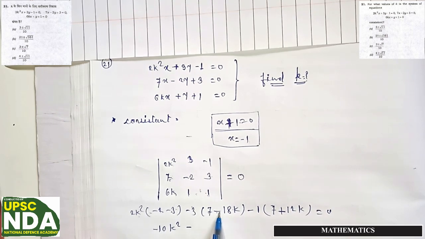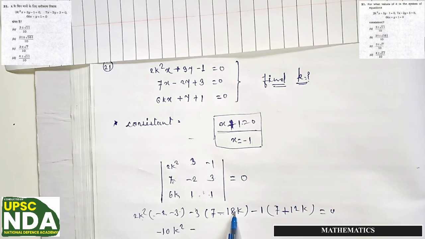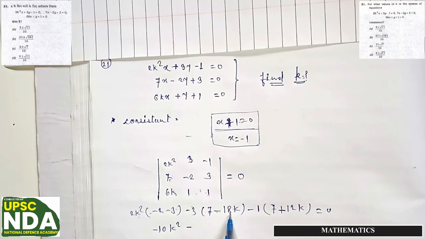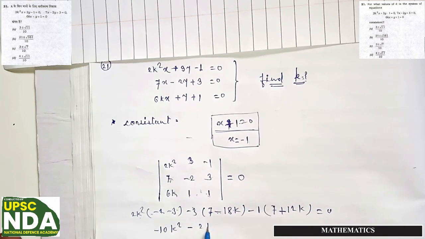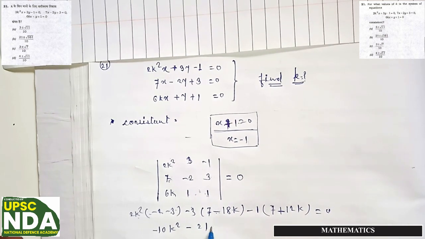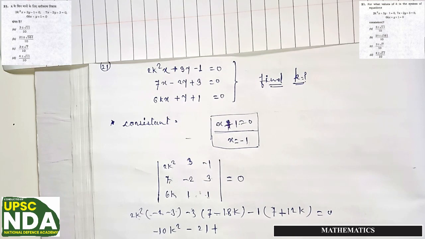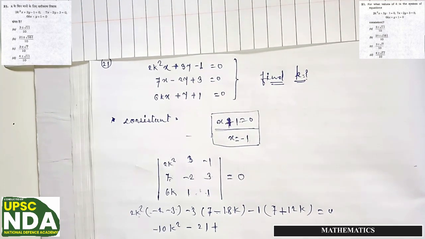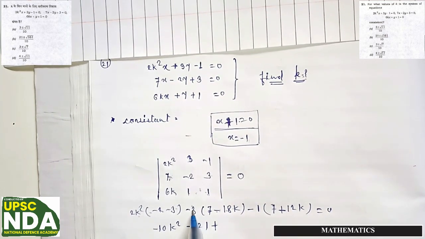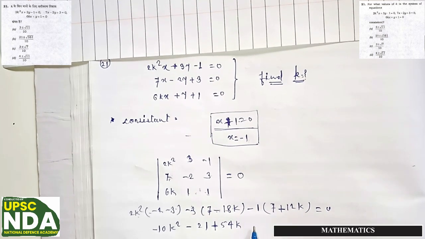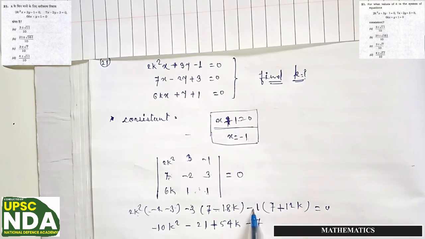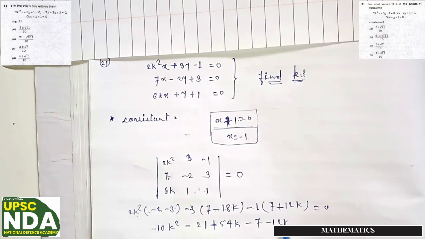We cannot add or subtract these, because one is a constant and the other is a combination of constant and variable. So directly multiply negative 3 under the bracket: 7 times 3 is 21, so negative 21. Then minus minus multiplied by plus, so 18 times 3 is 54. Negative 3 multiplied by negative 18 is 54. Then negative 7, negative 12k, which is equal to 0.